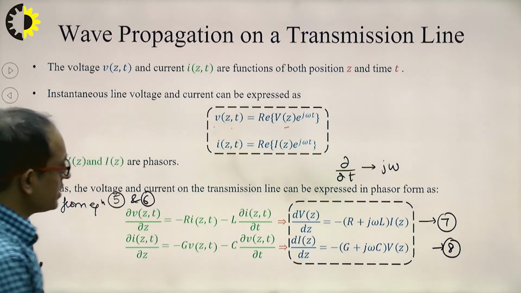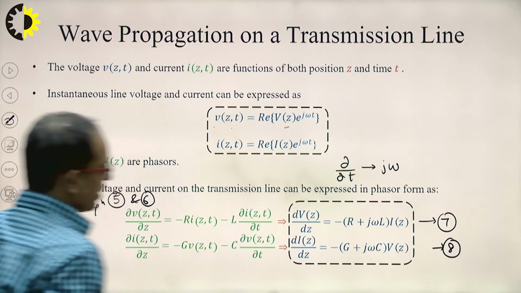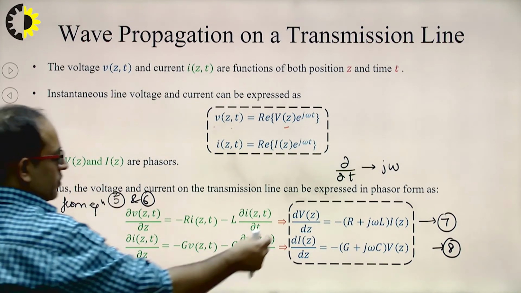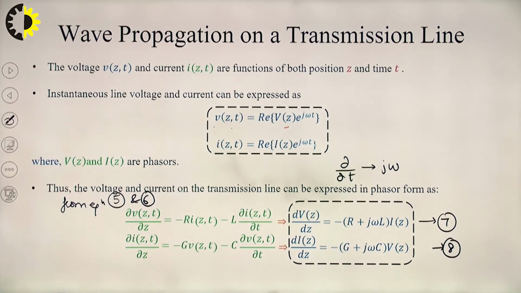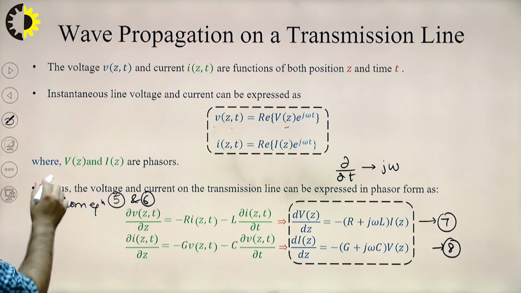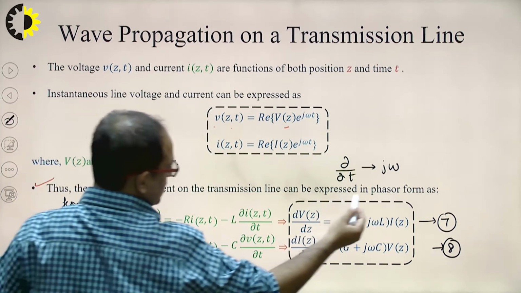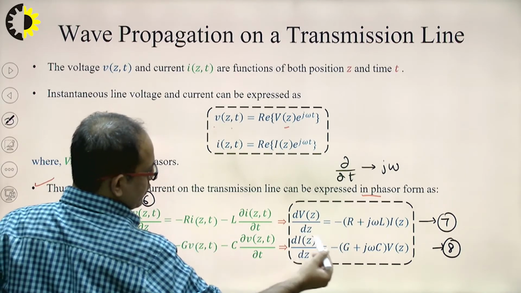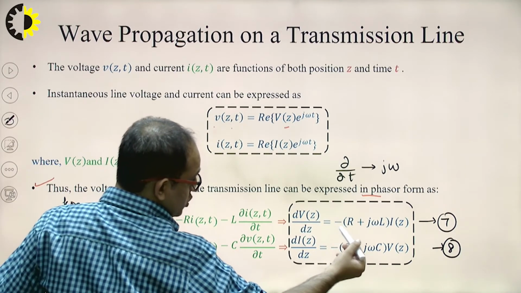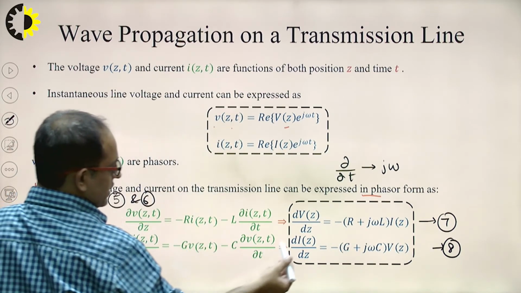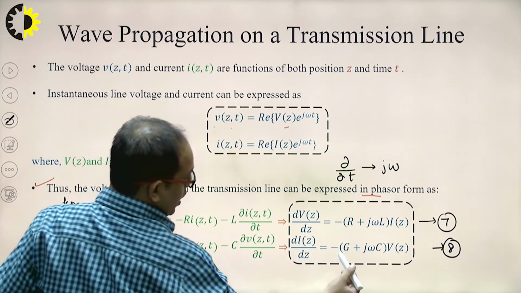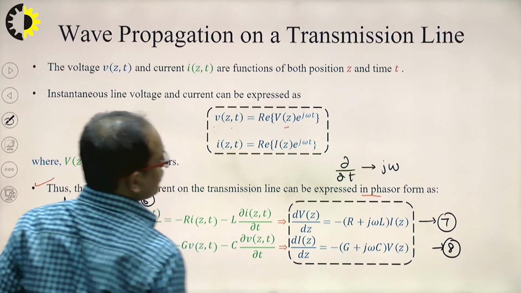Now replace del by del t with j omega. If I take voltage and current in phasor form, dV by dz will be equal to minus of R plus j omega L times I of z, and dI by dz will be equal to minus of G plus j omega C times V of z.